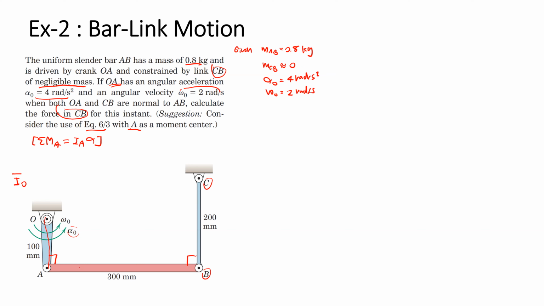And at this moment, OA is perpendicular to AB and CB also perpendicular to AB. And what we need to find is the force in CB, the force in CB.